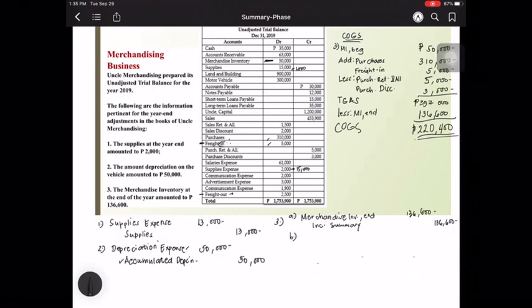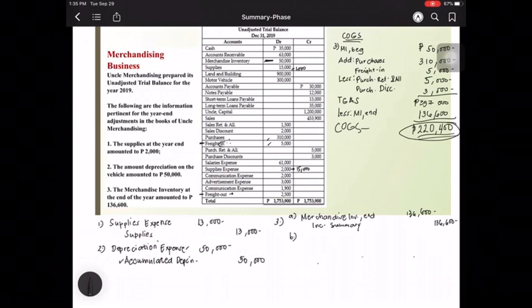Okay, so after that, the next step that we need to do is to set up the amount of your cost of goods sold here. Alright, so how do we do that? We just have to reverse all the temporary accounts which affect the merchandise inventory against the income summary account. And whatever amount is the difference will be the same amount of the cost of goods sold we have computed here. So for you to better understand that, let's do it step by step.